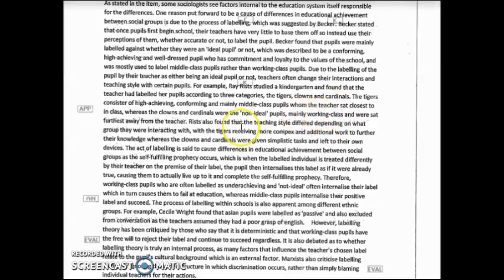She does that there, but she also analyses a way here as well, because she says it's not just the labelling, but it's also the teaching style, and the knowledge that is being taught is also differentiated. And then she does that application where she links it to the question. This is causing the differences in educational achievement between the social groups, called the self-fulfilling prophecy.